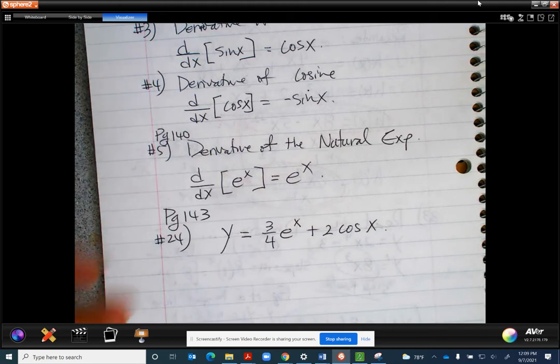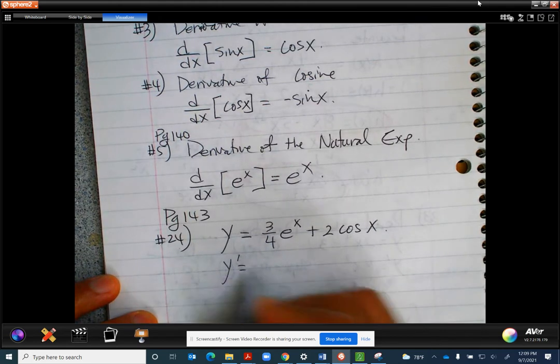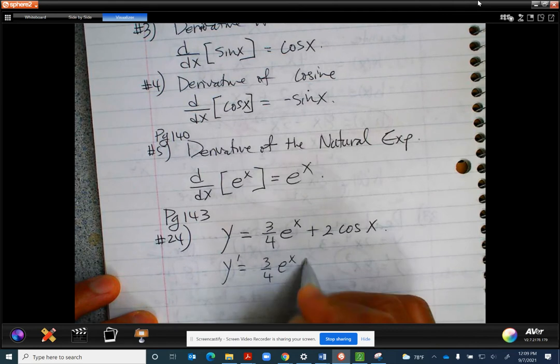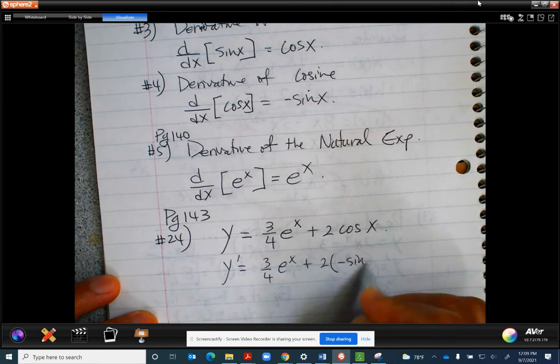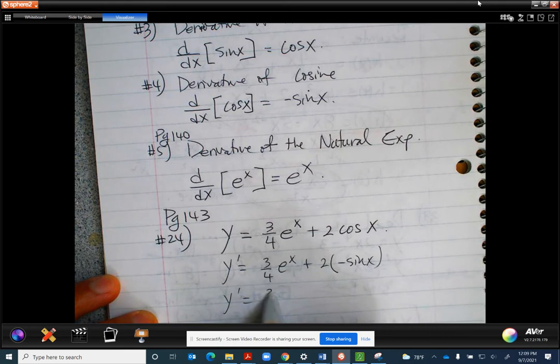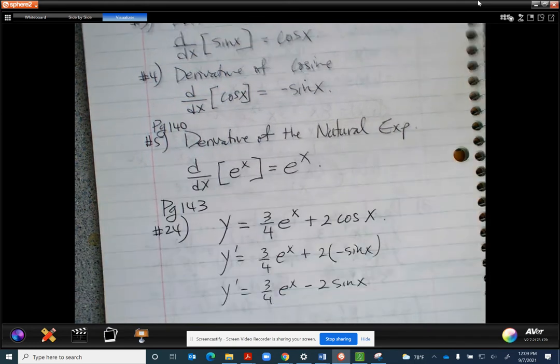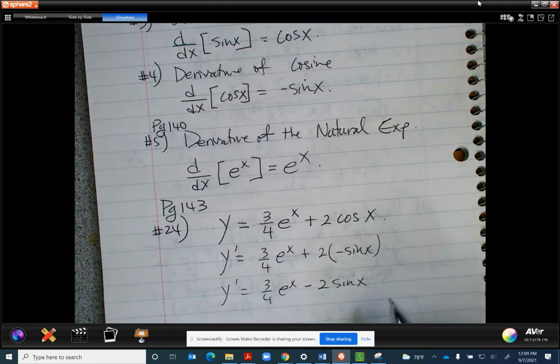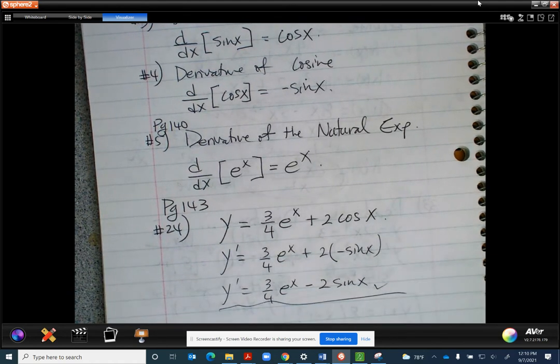You see it? So y prime is 3/4 e to the x plus 2 times negative sine x. Y prime is 3 over 4 e to the x minus 2 sine x because you multiply negative and 2. You see it? And that will be your derivative. Look at how simple they are. Now, I'm not going to show you the proof behind it. We're just going to believe that these are all true. Alright? But there are proofs in your example. It says, this is why they're equal to each other.